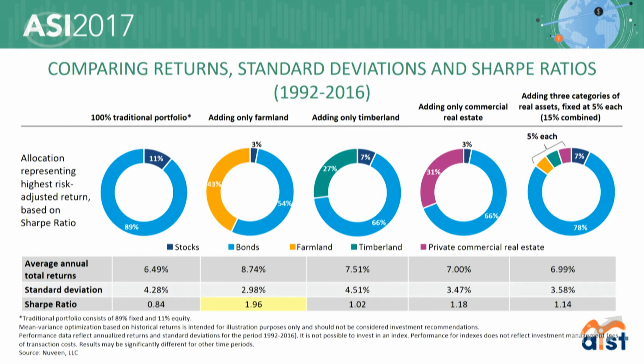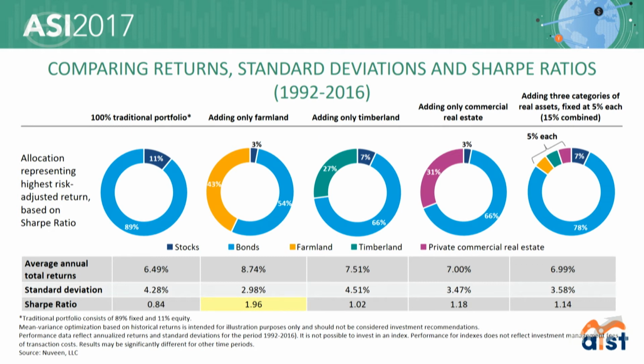Now, obviously, investors aren't going to do that, but it just sort of shows how powerful farmland returns have been over this period of time. The third circle, the one in the middle, was the same exercise, but with timberland. As you can see, a very healthy allocation to timber of 27%. And then fourth, for real estate, was at 31%.